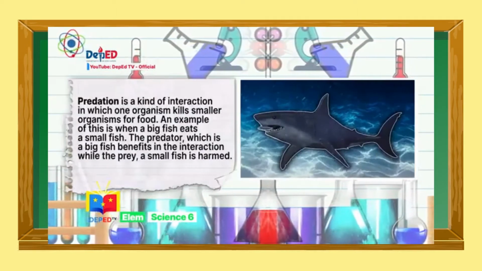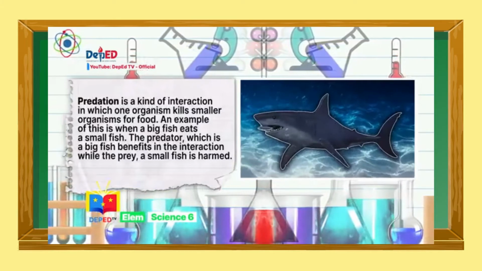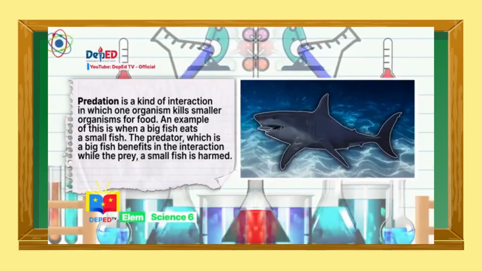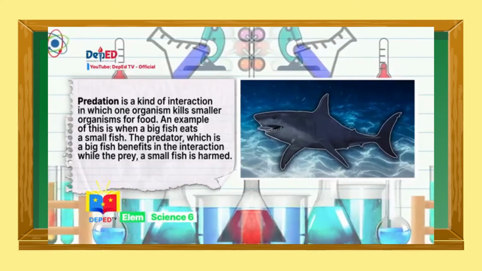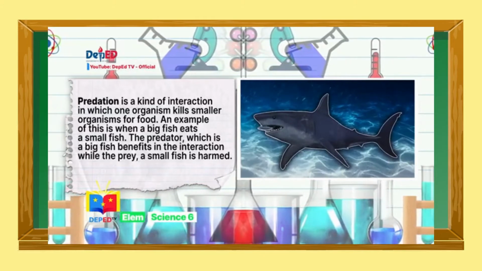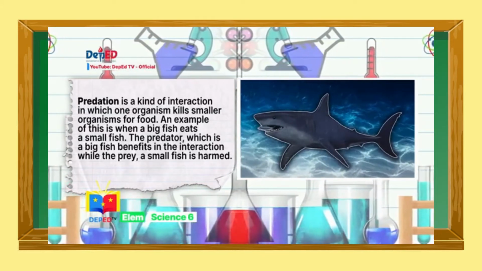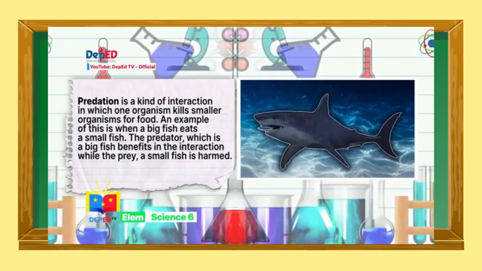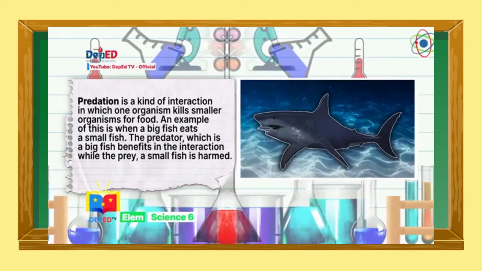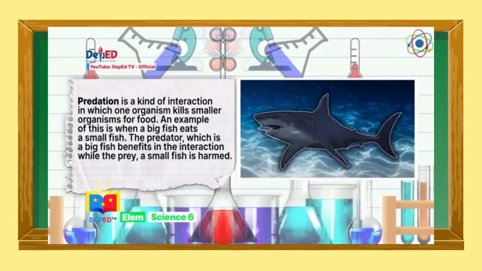The fourth interaction is predation. Predation is a kind of interaction in which one organism kills smaller organisms for food. An example of this is when a big fish eats a small fish. The predator, which is a big fish, benefits in the interaction while the prey, a small fish, is harmed.